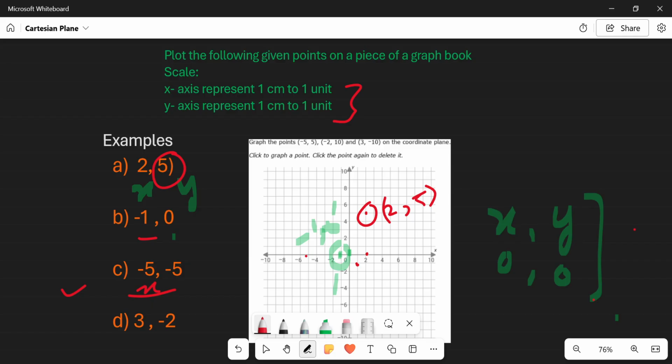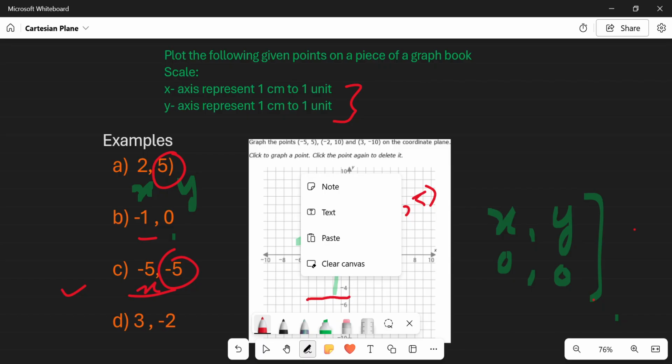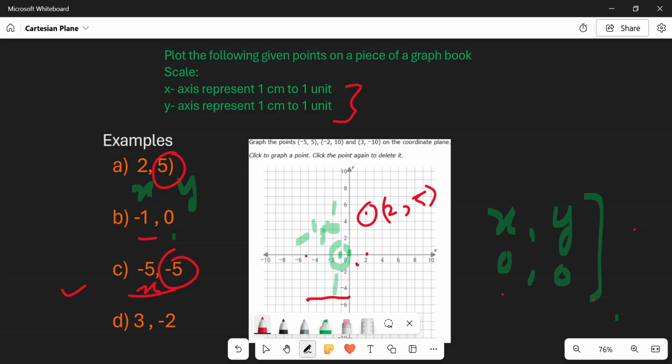Now I need to check where I should go, upward or downward. It says -5, so we need to go down. Where is -5 on the y-axis? Between -4 and -6. Can you see here? I marked this side. This is -5 for the y-axis. So my coordinate has x as -5 and y also -5.